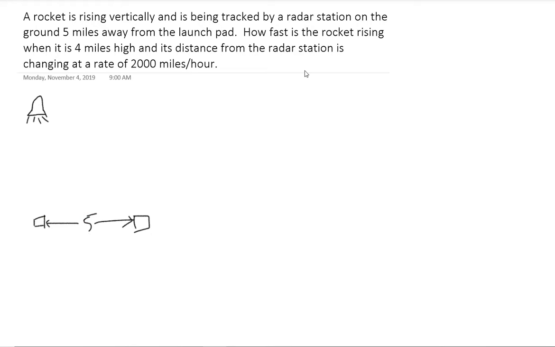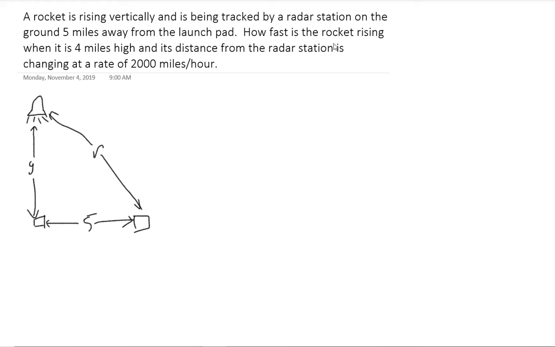What other information did they give us here? 5 miles away from the launch pad. Let's call this distance y. Y is constantly changing, so we're going to put it in as a variable. And this distance here we're going to call r, so another variable. And so the shape we're dealing with now is a triangle. Last time it was a cylinder, this time a triangle, so hopefully you're a lot more comfortable with the type of equations we'll use, because I would think a triangle is a lot easier to deal with than a cylinder.